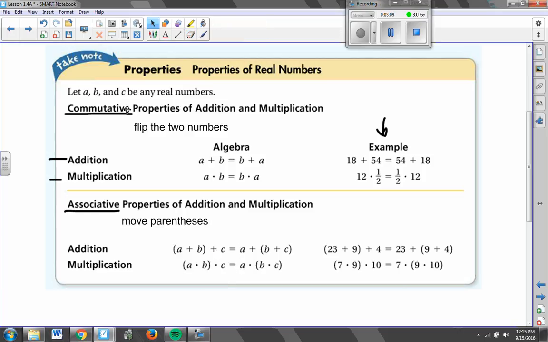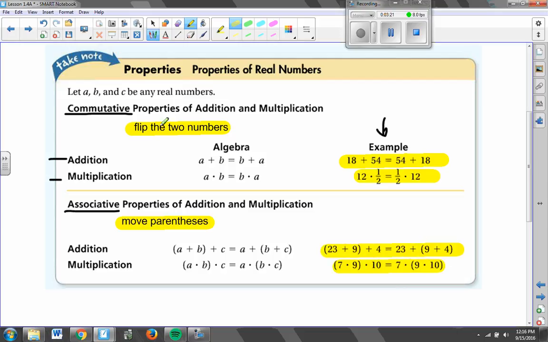So please make sure these properties get down in your notes. I would write this down, and then maybe a couple examples of each one where we've flipped the numbers around or we've moved the parentheses. So make sure that stuff gets in your notes. And let's go on and look at what this is going to mean for simplifying some expressions.